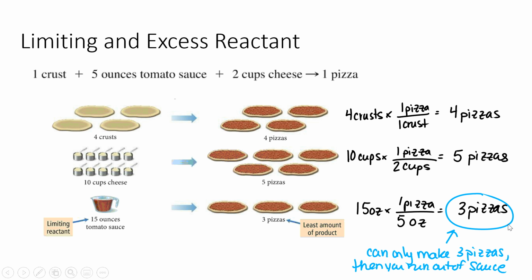And when I actually try and make the pizzas, I'm only going to be able to make 3 pizzas, because once I've made 3 pizzas, I will run out of sauce and I can't make any more pizzas, at least not using this recipe. Okay, so the limiting reactant determines how much product we can actually make.